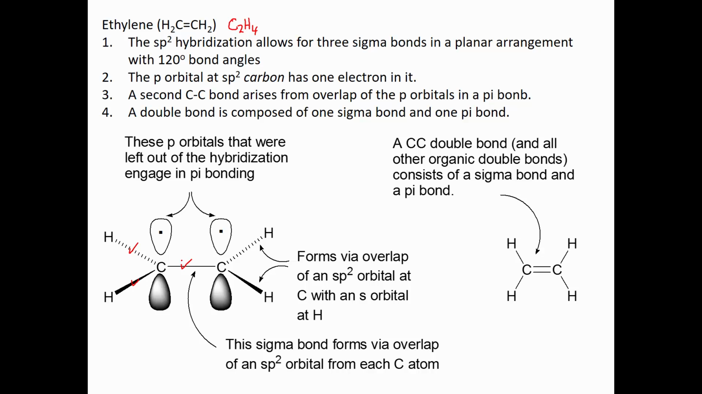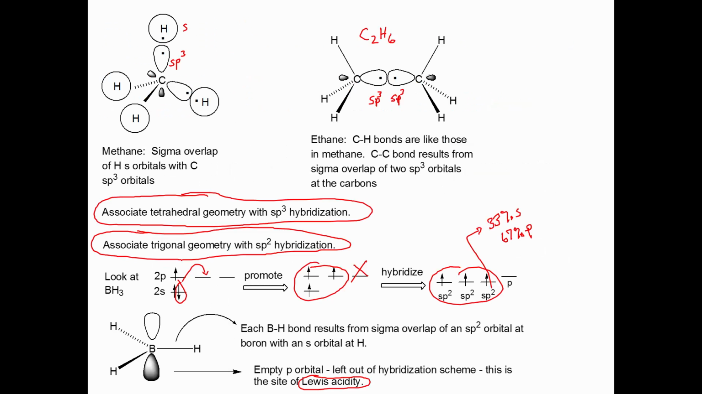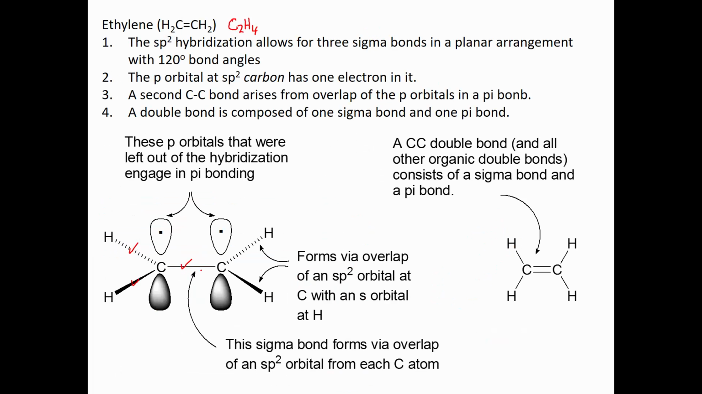The p orbital at the sp2 carbon is now going to have an extra electron in it. So instead of being empty like it was in BH3, because there's one more electron at carbon right here, this means that we are going to have an electron still left. This is now adjacent to the other carbon having the same configuration, and we've set it up so beautifully that we can now have a pi bond between these two carbons. So these p orbitals that were left out of the hybridization scheme can now engage in pi bonding.